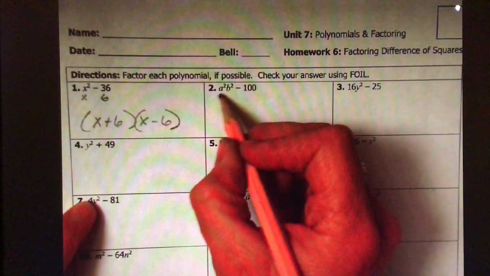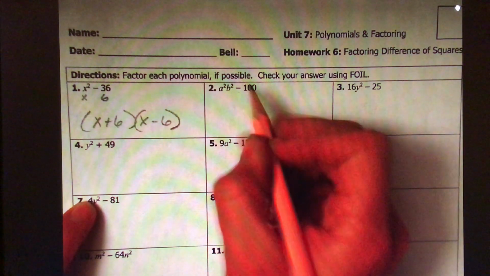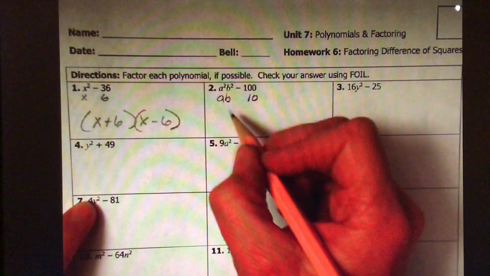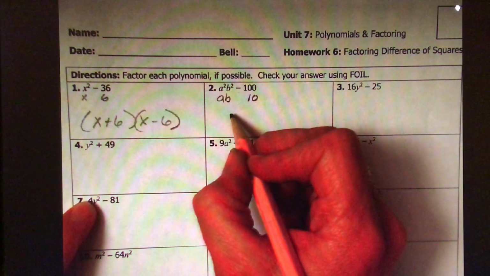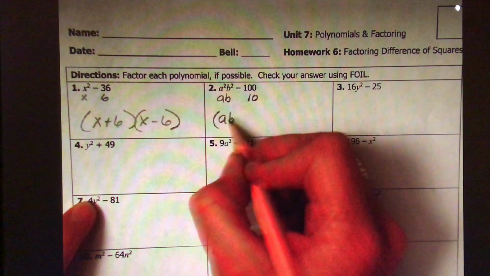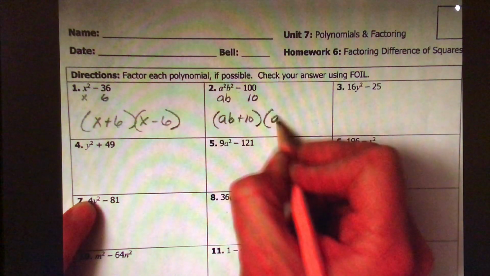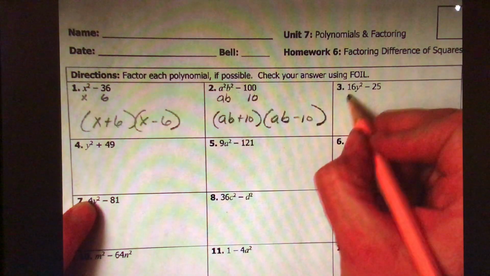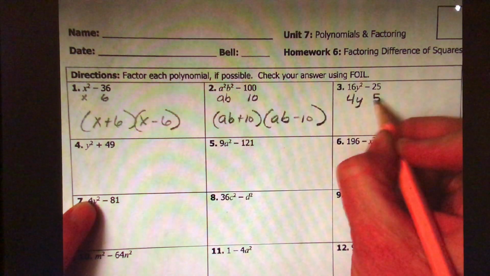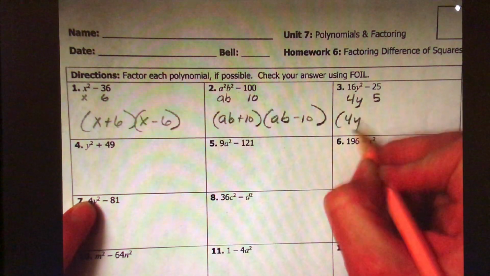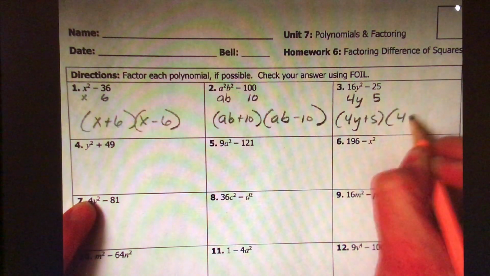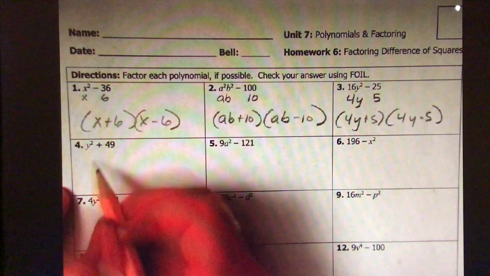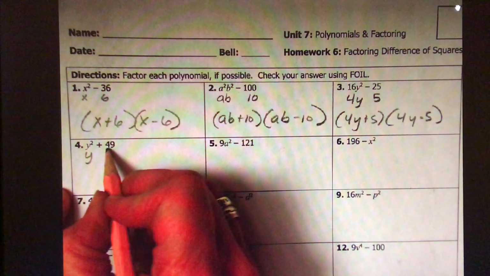Great. A squared b squared minus 100. Yes, they're both square. If I square ab, if I square 10, I'm going to get that following answer. And I'm going to end up with this. Number 3, they're both square numbers. I have 4y and I have 5, or the square roots. So I end up with 4y plus 5, 4y minus 5. Number 4, hopefully you can still see that. Number 4, I have y and I have 7, right?